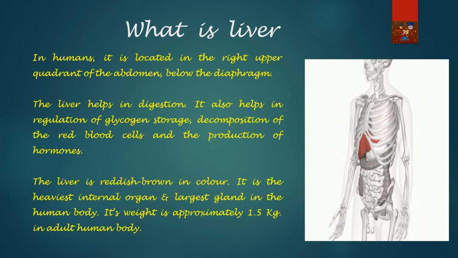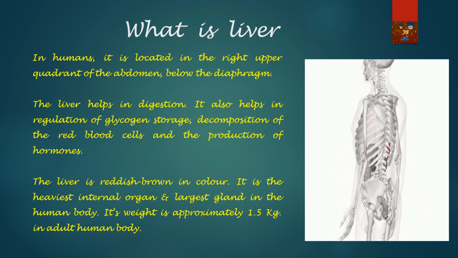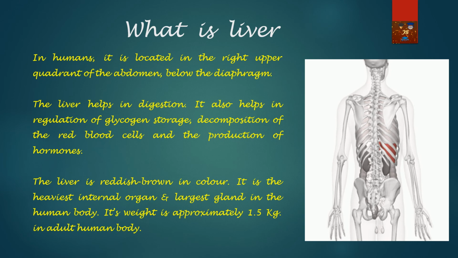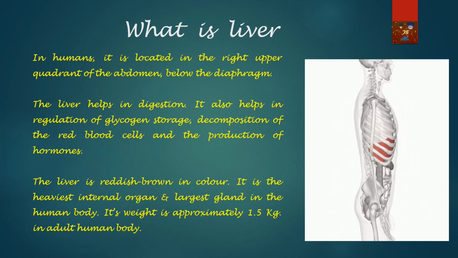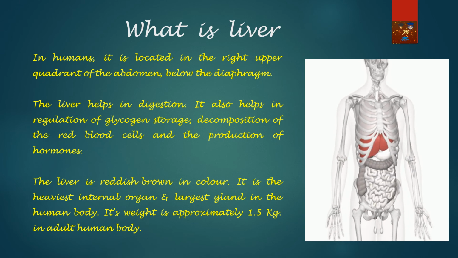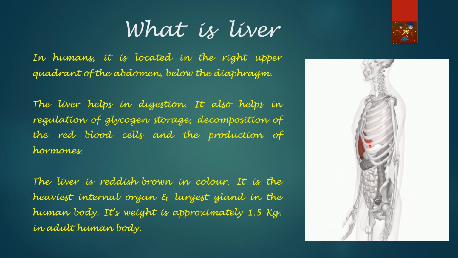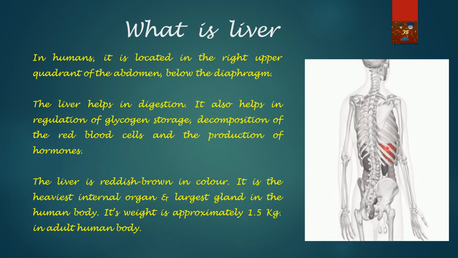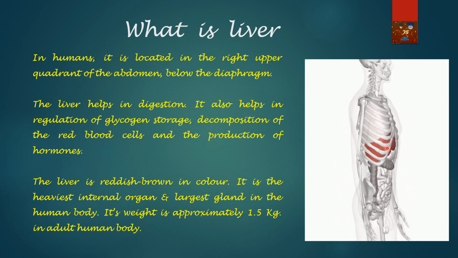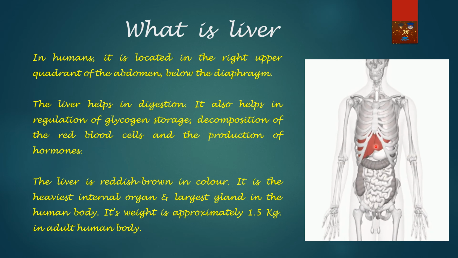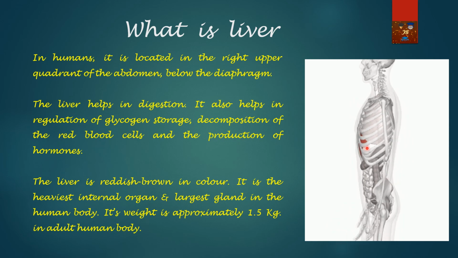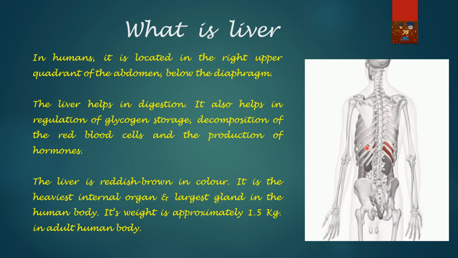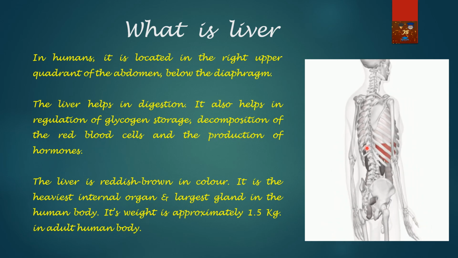Let's know something about the liver. Let's concentrate on the revolving photo. You can see that the liver is positioned in the abdomen, in the right upper quadrant of the abdomen, just below the diaphragm. So this is the location of the liver in our body.